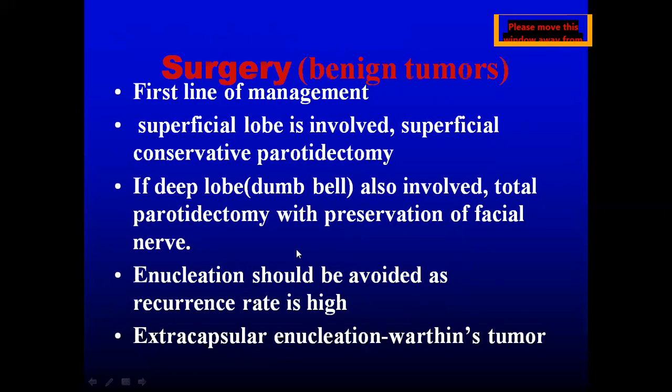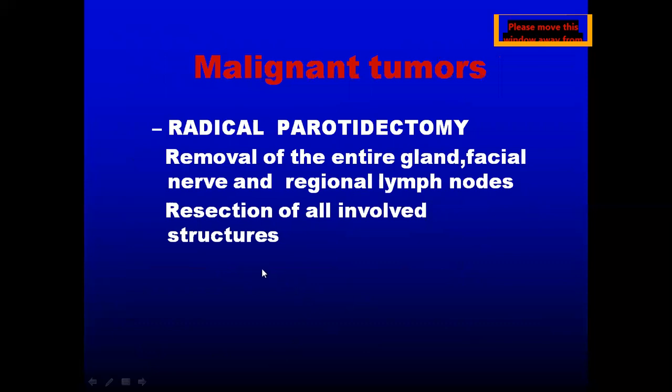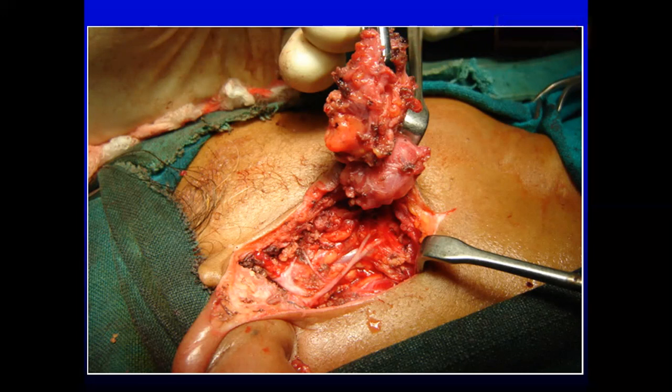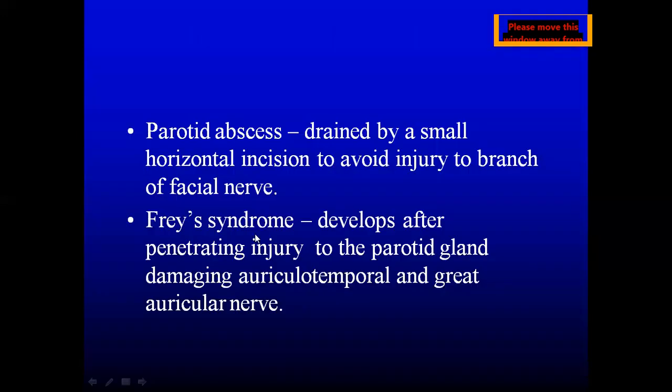Surgery has to be done, and when undertaking parotidectomy, that is removal of the parotid gland, we should take care not to damage the facial nerve, because the facial nerve is the motor nerve of the face supplying the muscles of facial expression. If this nerve is damaged, the person will not be able to make any facial expressions. Hence, very careful piecemeal removal of the parotid gland has to be done. A parotid abscess is drained by a small horizontal incision, again to avoid injury to the facial nerve.